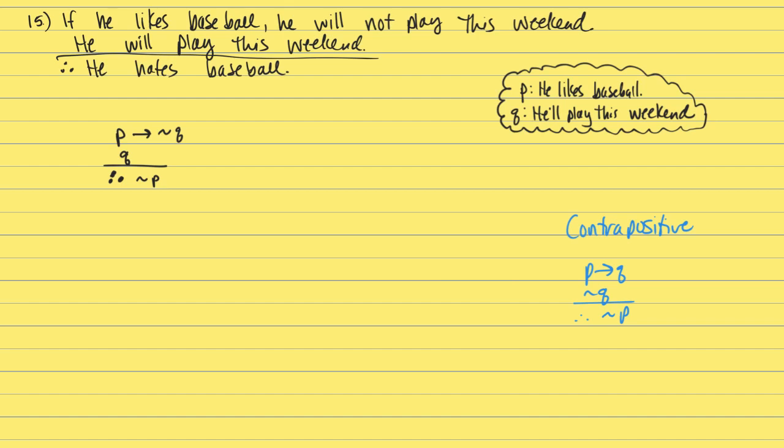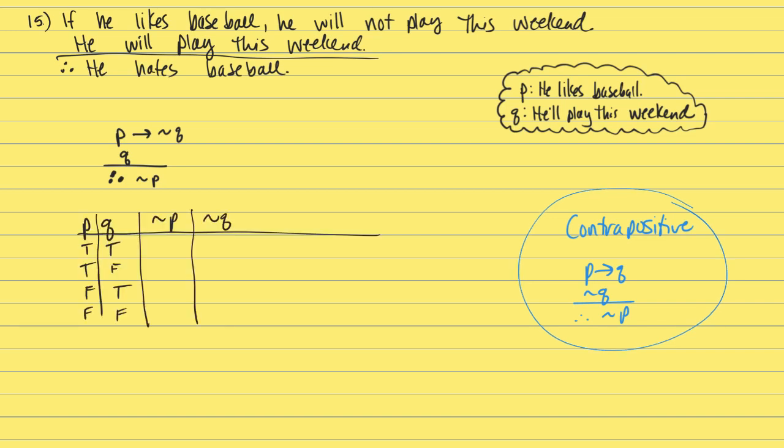So here, P leads to not Q. Well, we have the opposite of not Q. So we have not Q. And so then that would, by contrapositive, be not the first thing. But let me set up a truth table and I'll show you how this is valid.